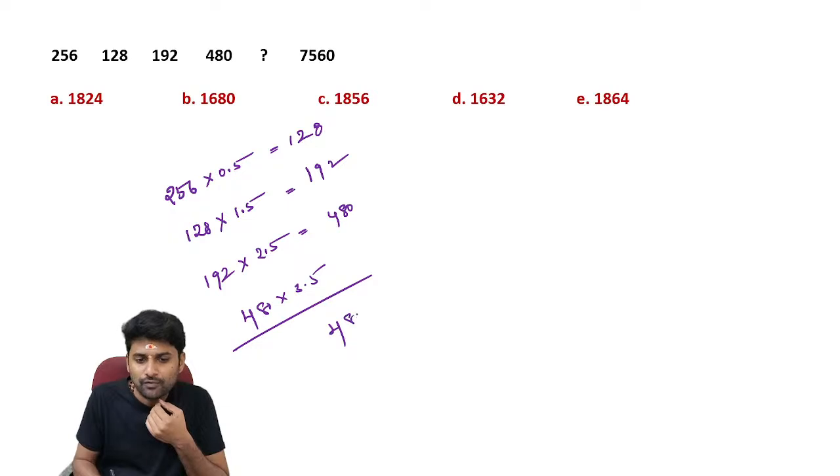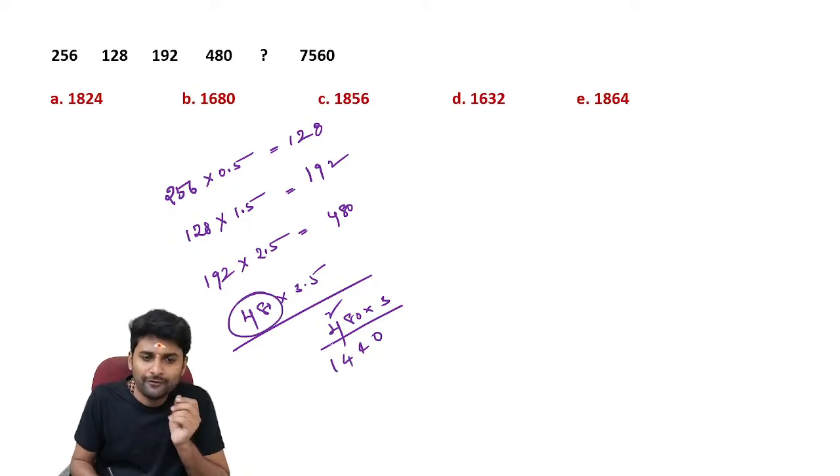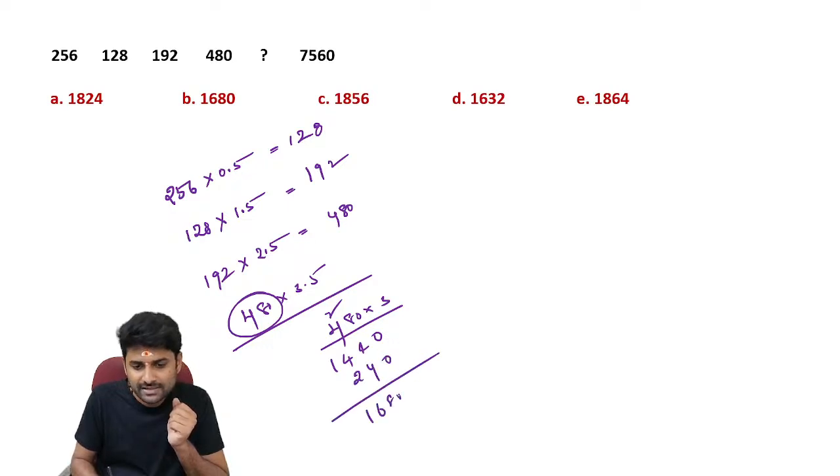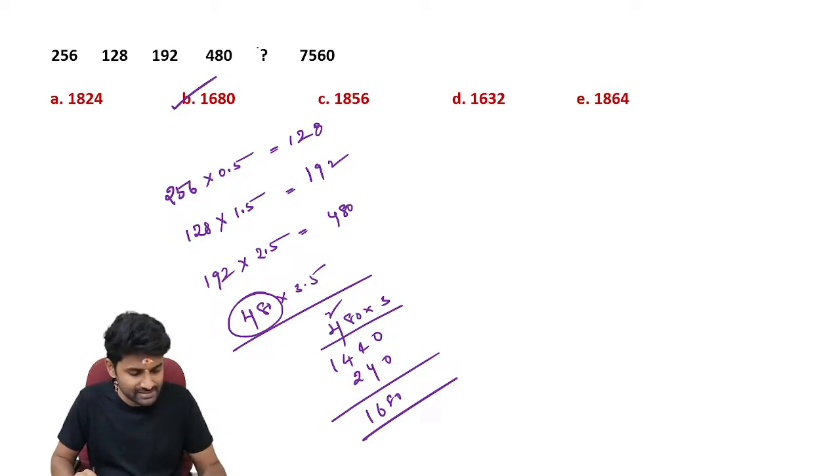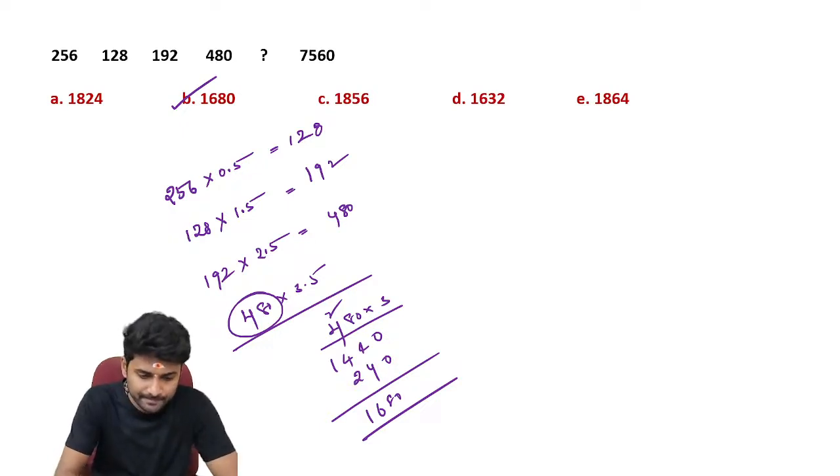Now see, 480 into 3: 3 times 8 is 24, 3 times 4 is 12, 12 plus 2 is 14, so 1440. And half of 480 is 240. So the final answer is 1680, which should replace the question mark. So the answer is 1680. Is it clear?